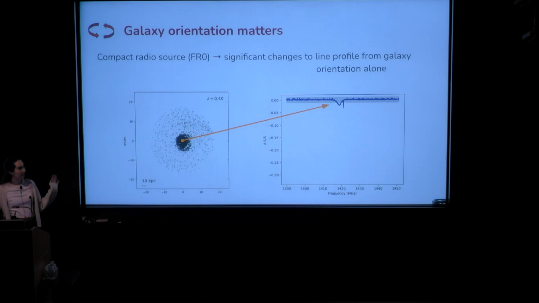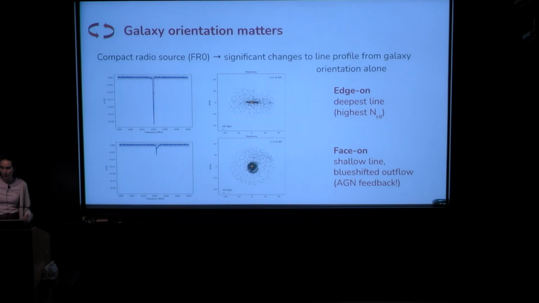To pull out some significant snapshots from this, we see that if we're looking edge onto the disk, we get the deepest line, which makes sense. We're looking through the most column of gas there, so we would expect the most absorption. If we are looking face onto the disk, we're going to get a much shallower line because, again, we're not looking through as many particles.